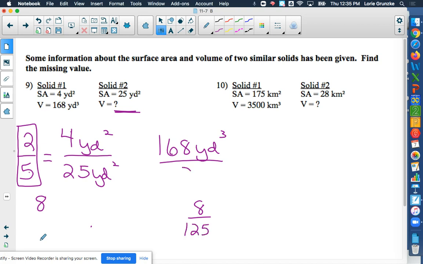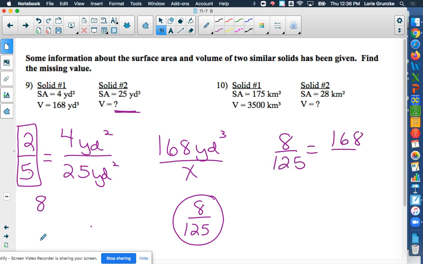So to find this mystery thing, I have to use a cubic ratio. So I can go 8 over 125 equals 168 over x, because this is a volume ratio and that's a volume ratio. You have to be in the same dimension when you're looking for something missing.